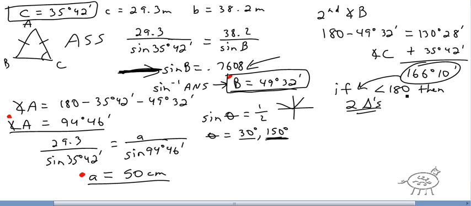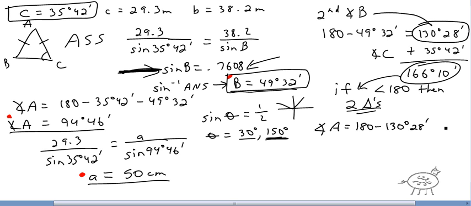So there are two triangles. Well, I already found my angle B. Here's my angle B, right? I already did that. So what I need to do is find angle A. Well, that's pretty easy too, isn't it? Just 180 minus our new angle B, so 130 degrees 28 minutes, minus the given angle C, so minus 35 degrees 42 minutes. And that's going to give us angle A is equal to 13 degrees, 50 minutes. Okay, so this is all for the second triangle.